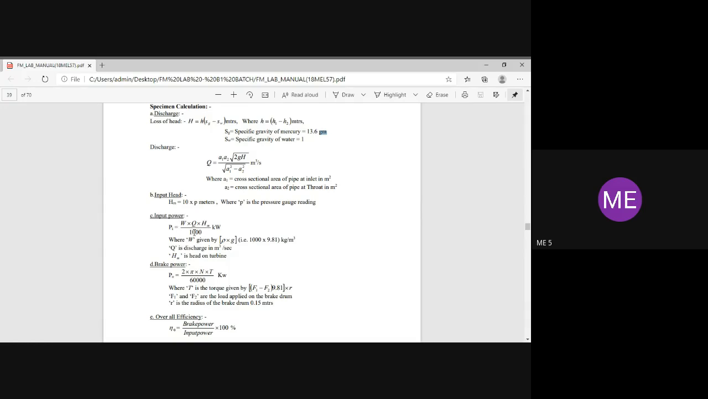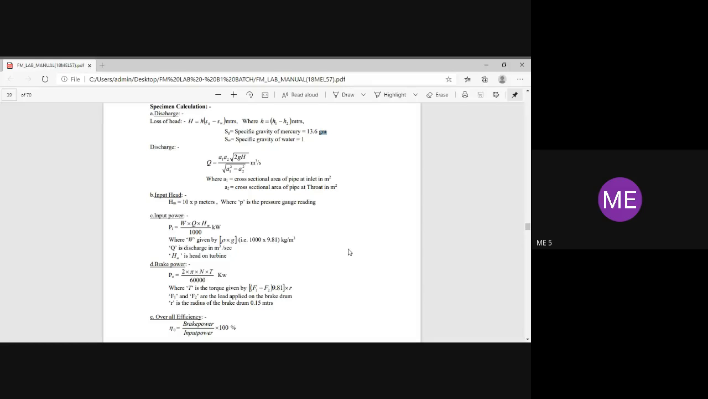Next, PI is input power, WQ into HM divided by 1000. W is your specific weight. Specific weight is rho into g. Rho is 1000, density of water, and g is 9.81. All of you note down this formula.